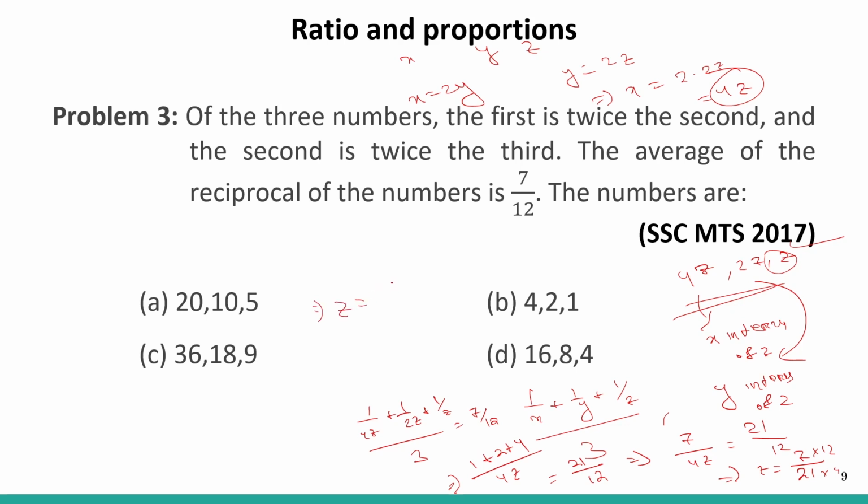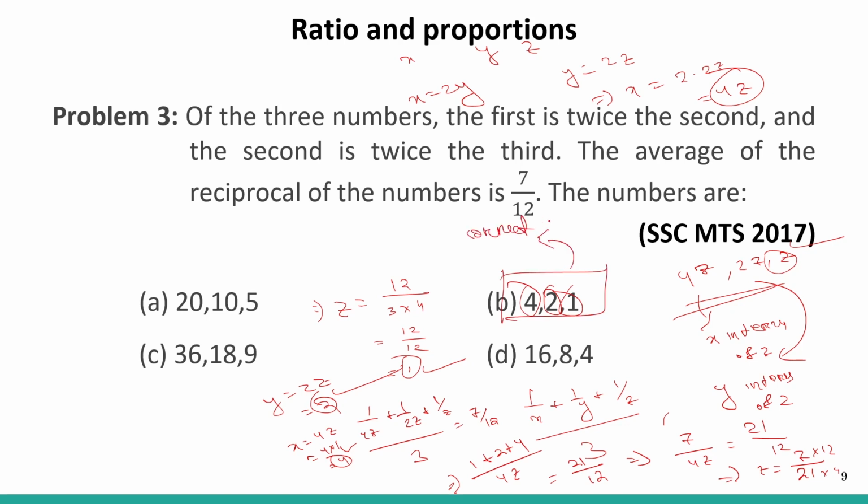So this will be nothing but 12 by 3 into 4. So this is 12 by 12. So this is equal to 1. So z is equal to 1. So y is equal to 2z is equal to 2. So x is equal to 4z, that is equal to 4 into 1 is equal to 4. So x is equal to 4, y is equal to 2 and z is equal to 1. So this is the only correct answer.